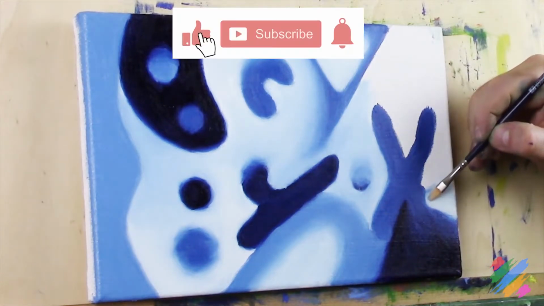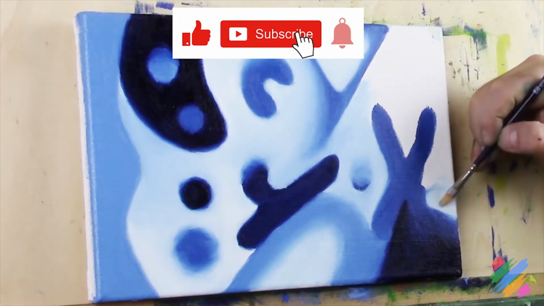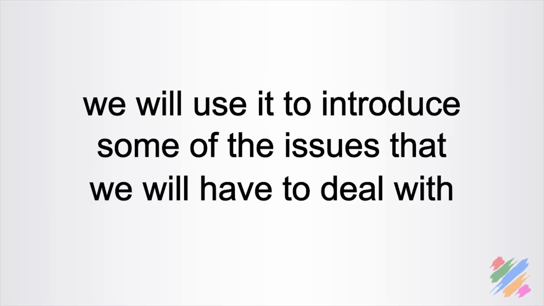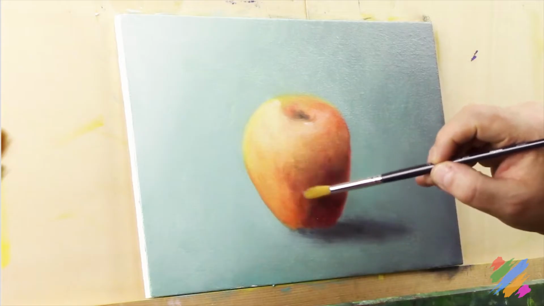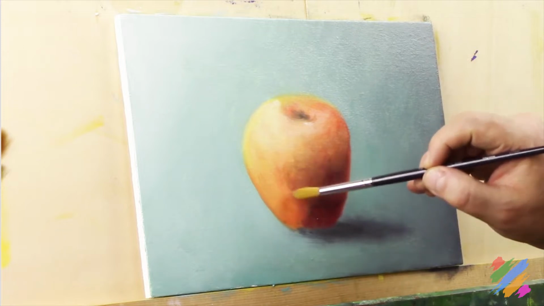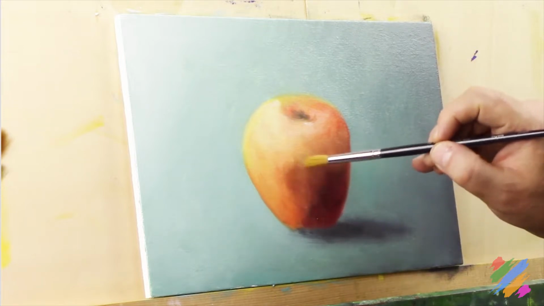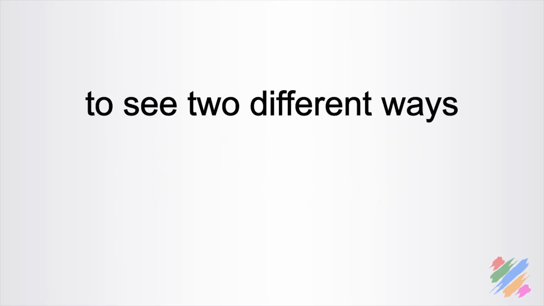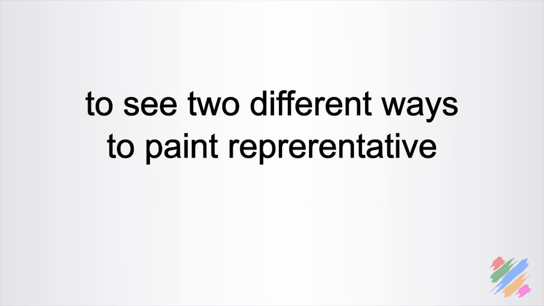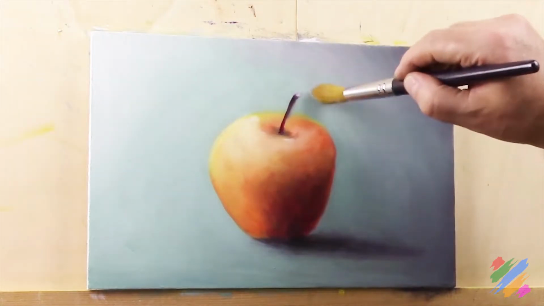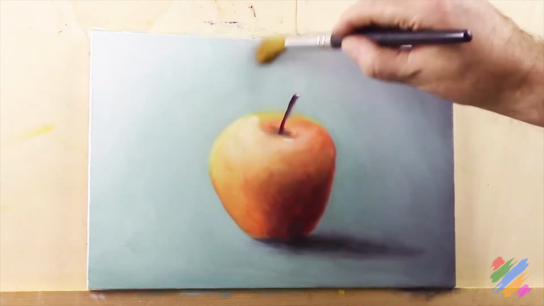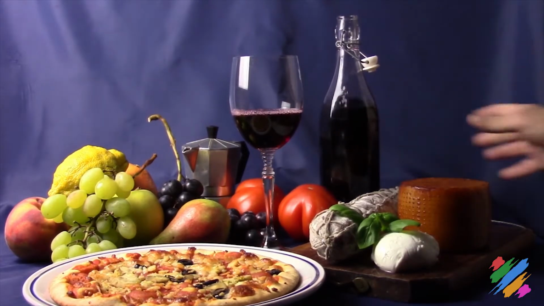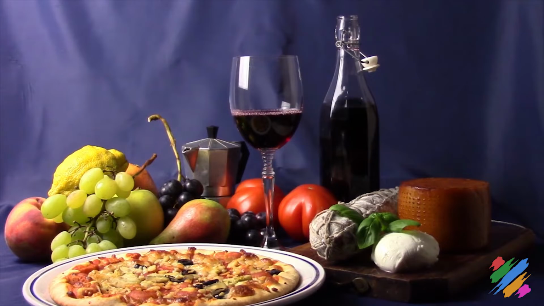In this video we're going to start painting our last abstract subject. We will use it to introduce some of the issues that we will have to deal with when we start painting representative. First, we'll make some preliminary considerations that will lead us to see two different ways to paint representative. In the first, we will paint our subjects using our memories, while in the second, we will paint them using real models.